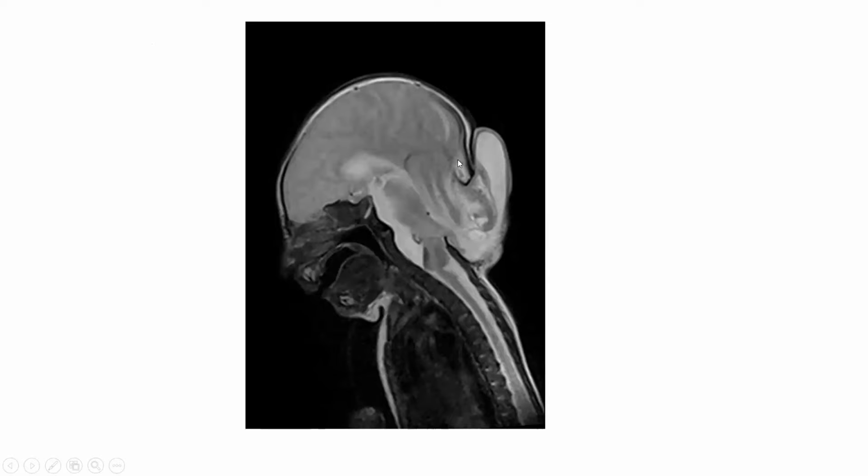Here you can see a defect in the occipital bone, and there's a herniated sac. There's herniation of the occipital lobe. There's herniation of the occipital horn of the lateral ventricles. There's herniation of the fourth ventricle and all. It represents, in fact, meningoencephalocele.